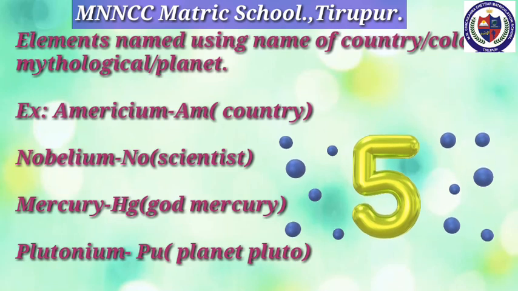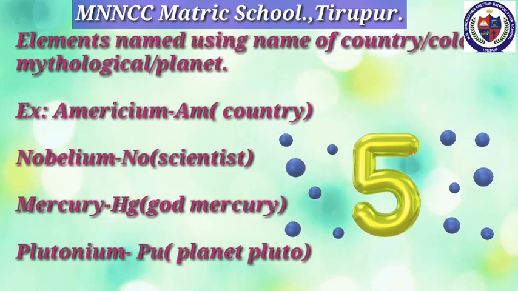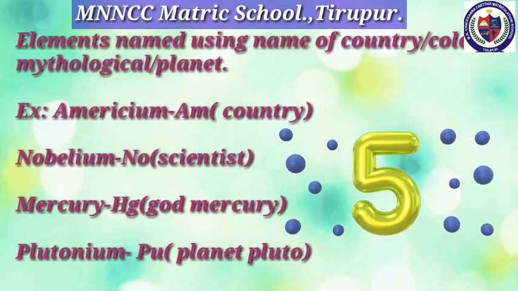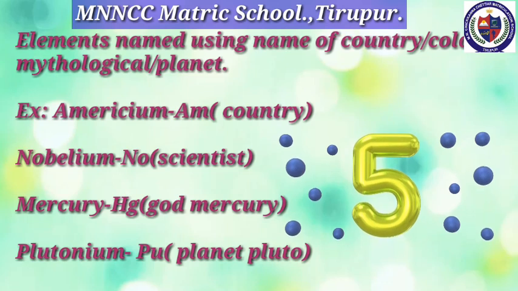For example, americium, the symbol is Am. The name is derived from the country America. Number 2, nobelium, symbol is No. The name is derived from Alfred Nobel, the scientist.